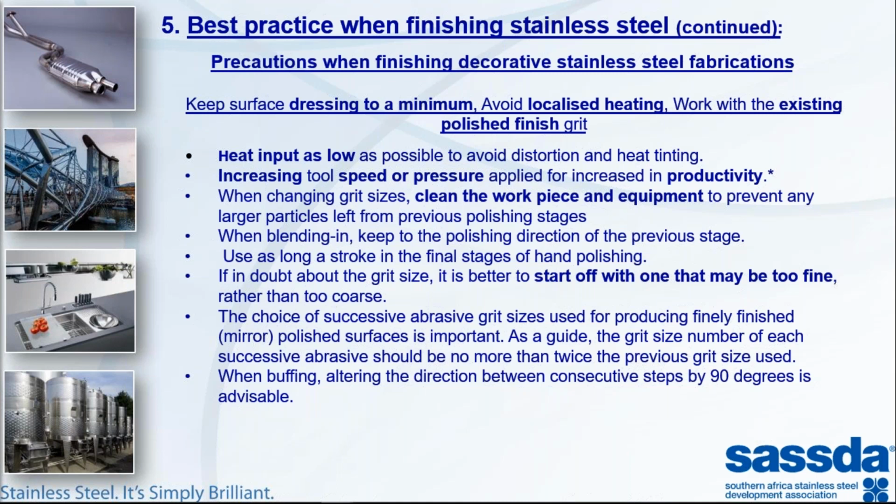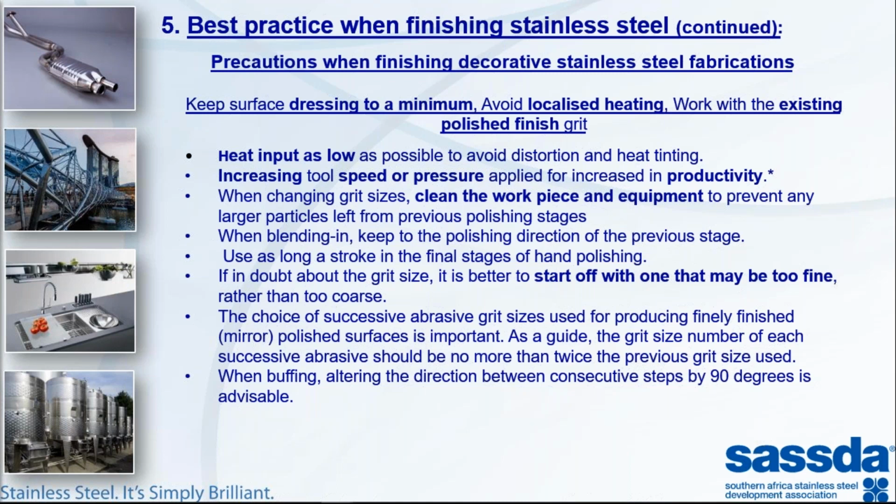If you increase your tool speed and pressure, then obviously you will get the job done quicker, but you will have a high turnaround in tools, and also your cost in consumables will escalate. And when you change your grit sizes from 180 grit to 240 or whatever might be the case, clean off the workpiece, blow it out with air to make sure that all those large grit particles are gone. And when you blend it in, keep the same polish direction all the time through all the stages. And when you do the hand polishing, use a long stroke in the final stages.